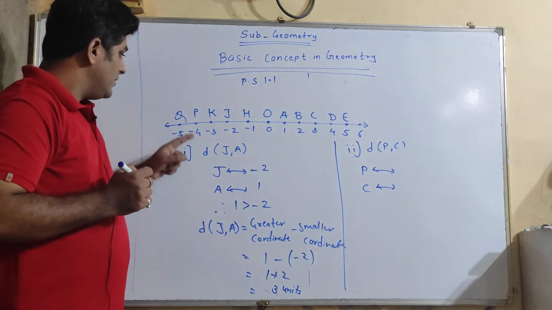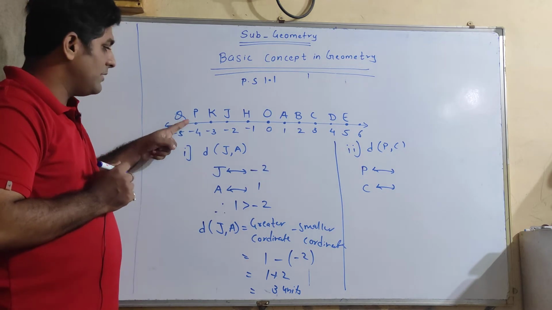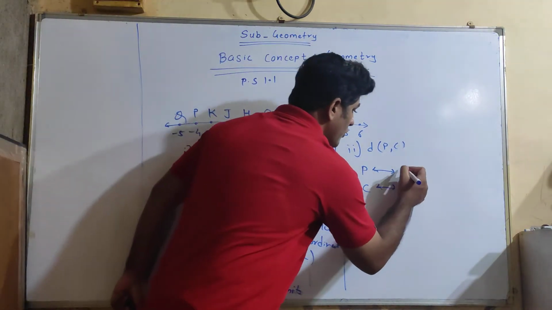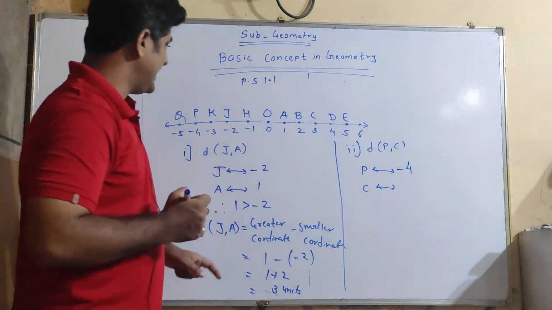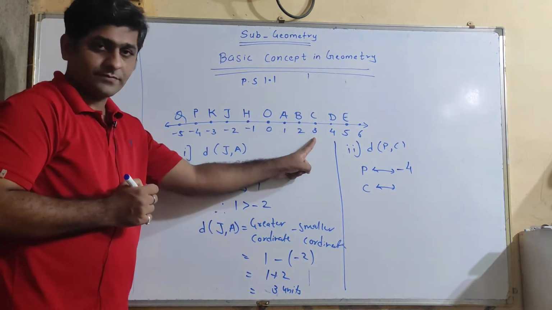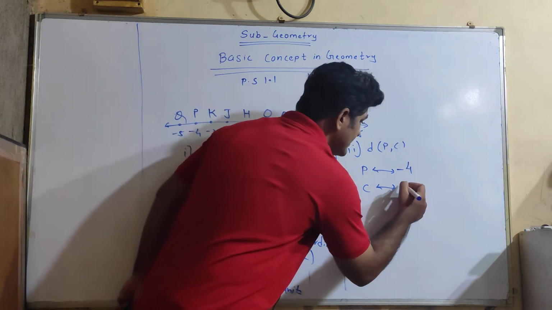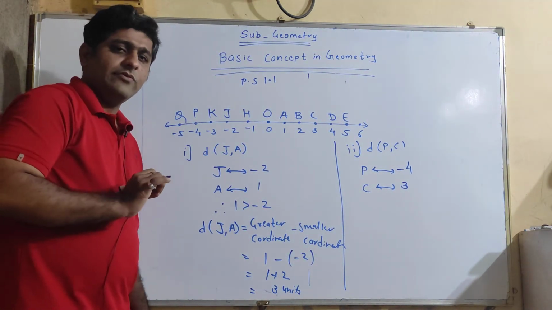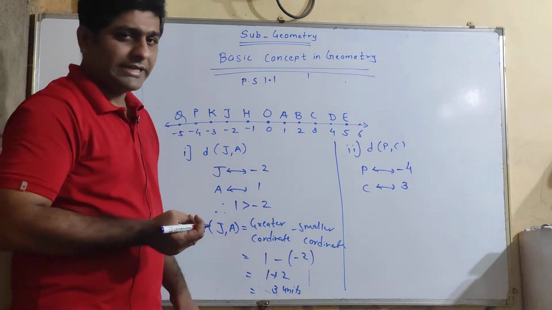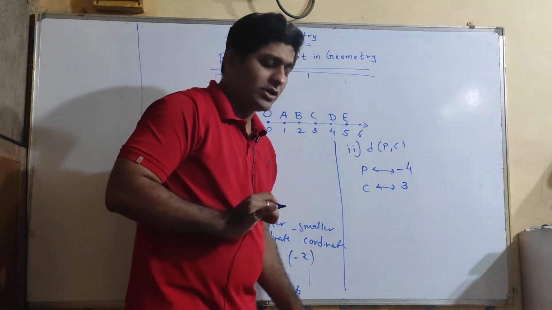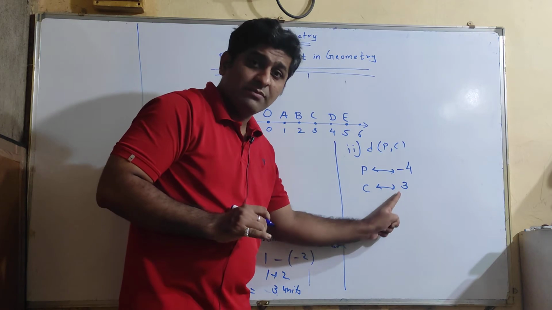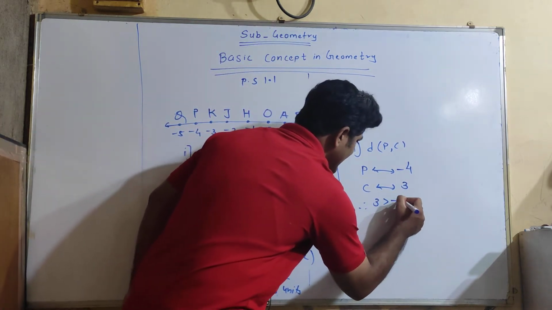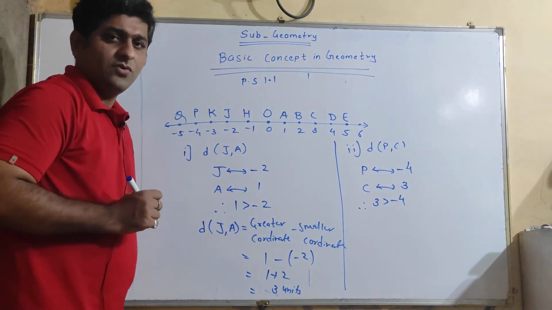So P, look at this point P over here on the number line. The coordinate associated with this point is -4. Next, C, number associated is 3. After doing this students, again find out which is the greater coordinate and which is the smaller coordinate. So when we compare both the numbers, we observe that 3 is greater than -4.